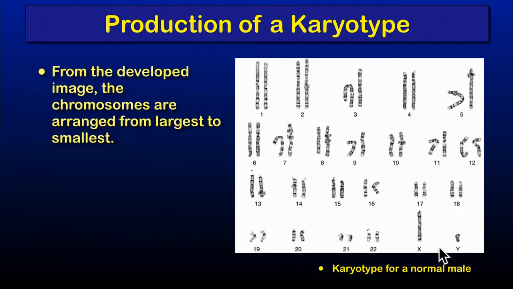So we arrange them, largest to smallest. We have 2 copies of each and every chromosome. You have a maternal chromosome 1, a paternal chromosome 1. Can you tell? Not here.